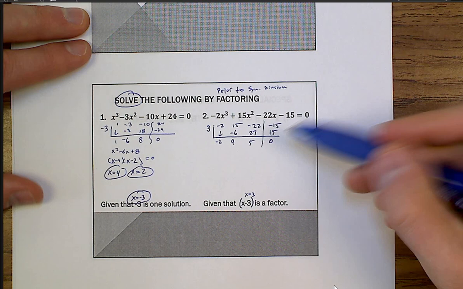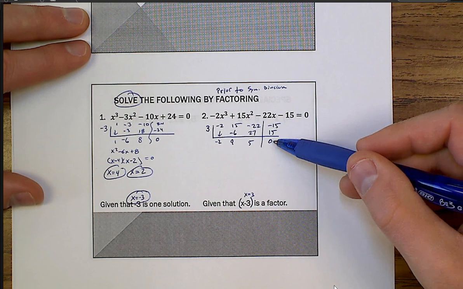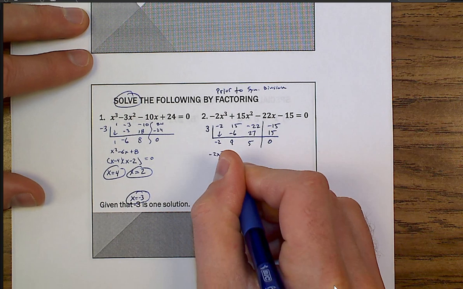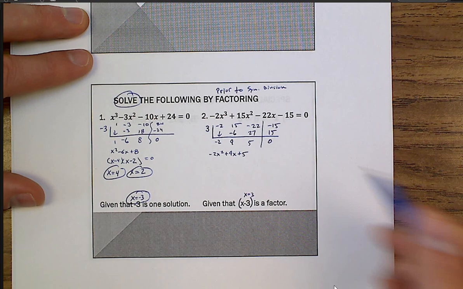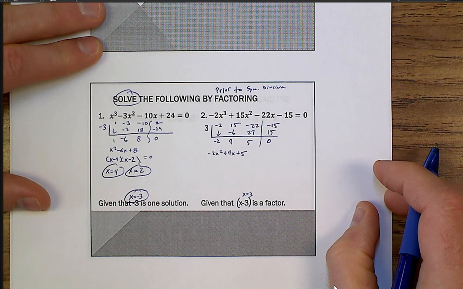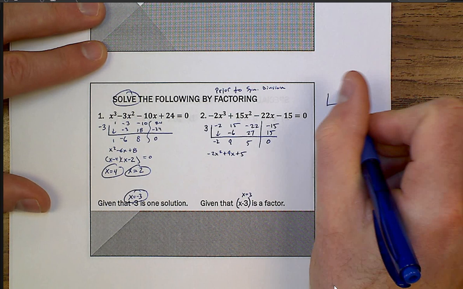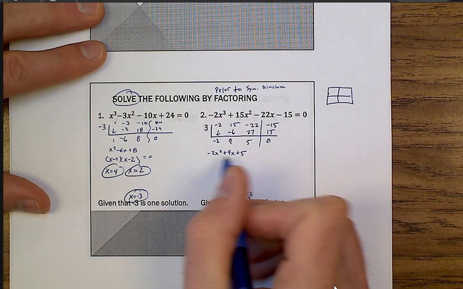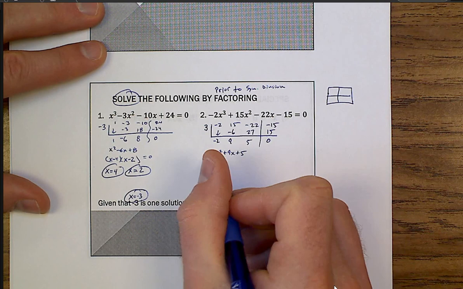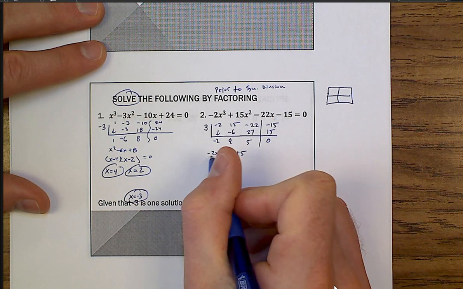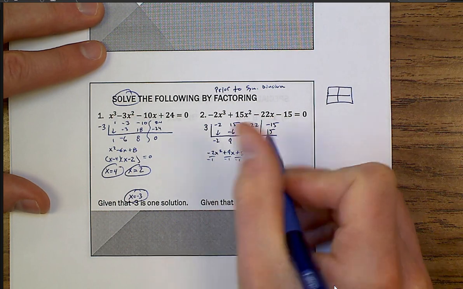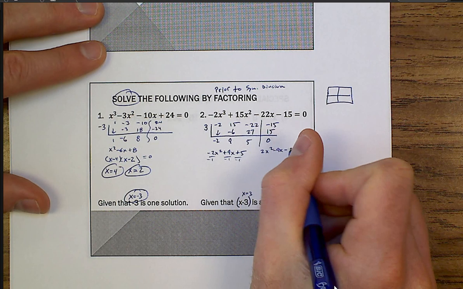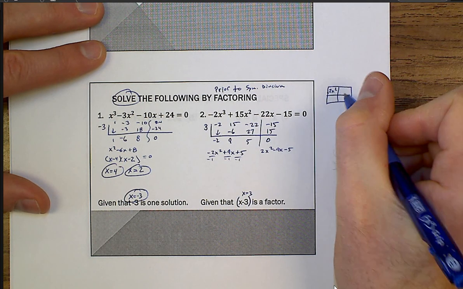What does the 0 tell us? It tells us what we already know, which is 3 is a solution. Now, what do we have left? We have -2x squared plus 9x plus 5. Okay, and we've got to factor that. My first thought when I see something like that is I'm going to try and factor this using the box method. What I would do is divide everything by -1 because I want my leading coefficient to be positive. That would give me 2x squared minus 9x minus 5. So I would try the box method real quick to see if I can do it.